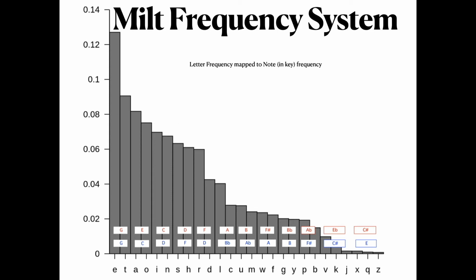Similarly, there are rare notes to use within, let's say, C major. C sharp is extremely rare to find. G is very common. So if we make a rough mapping of letter novelty to note novelty, maybe we can create something which imparts more meaning in the translation process.